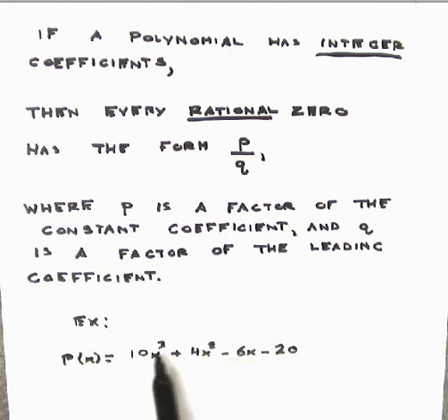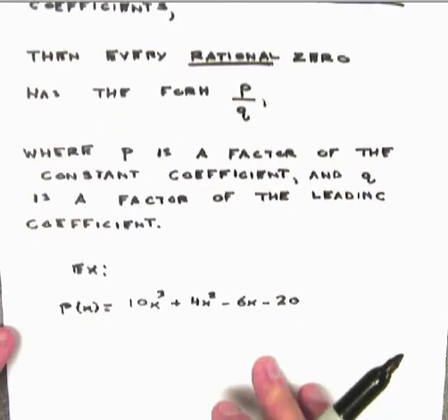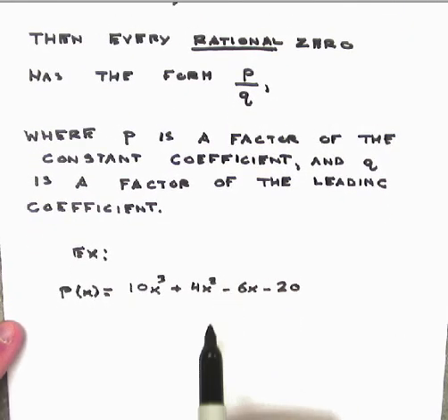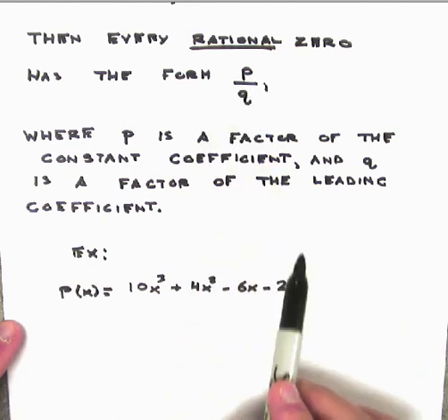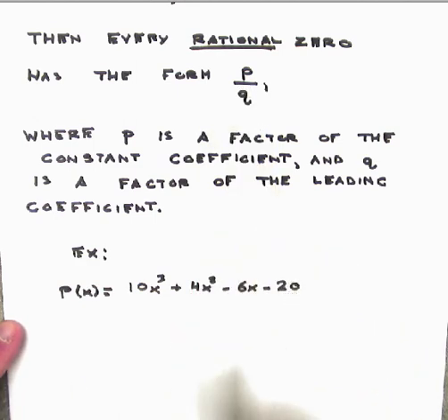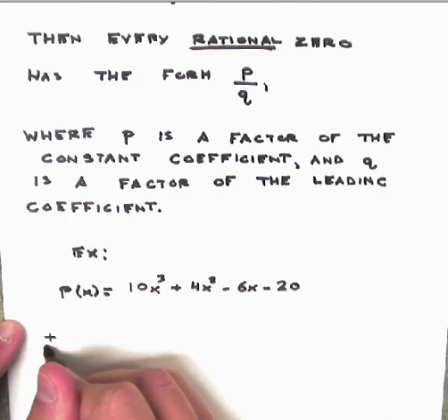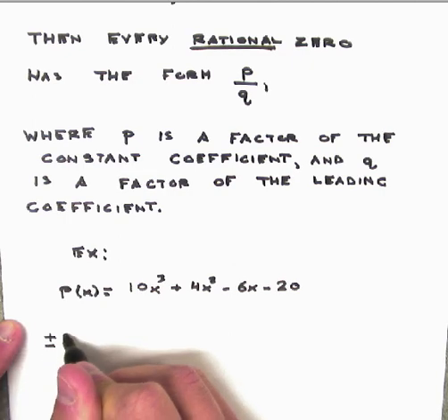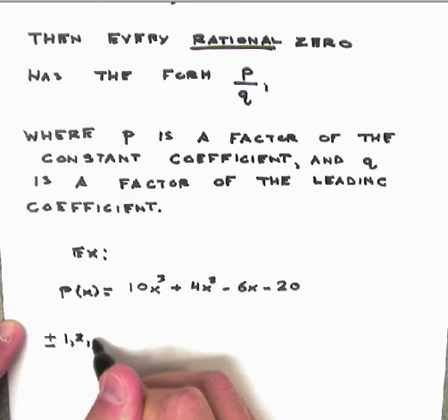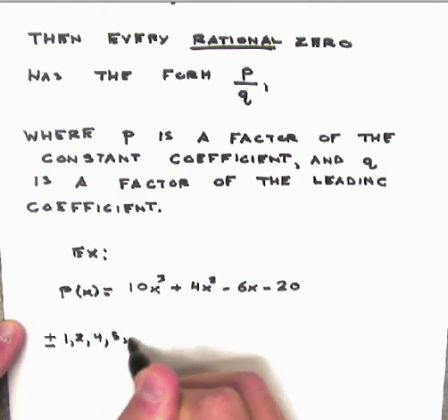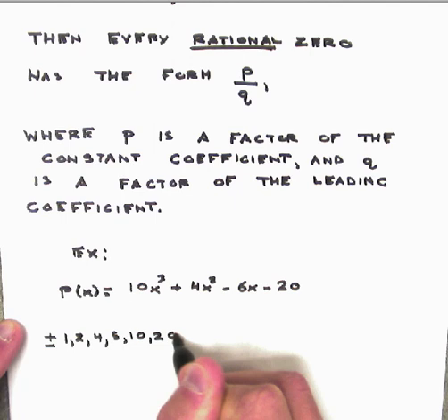This theorem says that if this polynomial has rational zeros, okay, it might have irrational zeros, so I can't account for those. But if this has rational zeros, then they have to be of this form p over q. So this limits my possibilities and gives me a checklist to go through. So p has to be a factor of the constant coefficient, which is negative 20. So the factors of negative 20 are plus or minus 1, 2, 4, 5, 10, and 20.